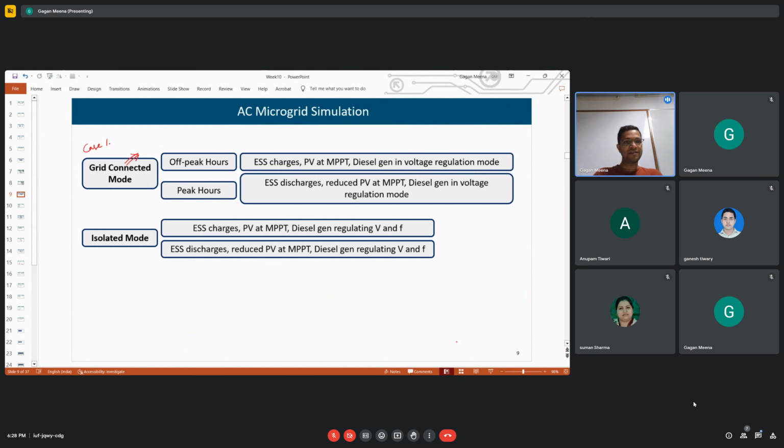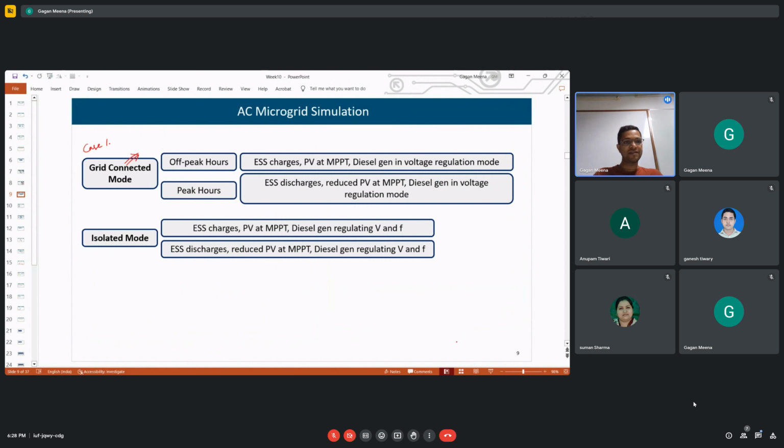So all these four cases are grid connected. Power will be costly, sir, in peak hours. Costly, why costly? Yeah, it can be. It can happen if we are taking power from real time market.